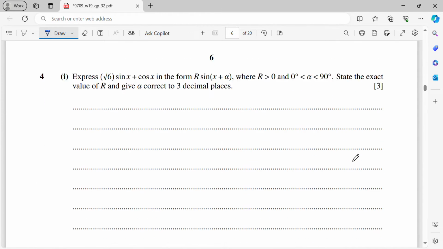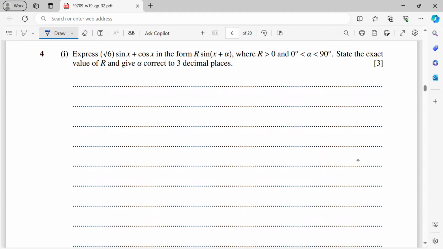Okay, now for question number 4, first part: express square root 6 sin x plus cos x in the form R sin(x + alpha), where R is greater than 0 and alpha is between 0 and 90 degrees. State the exact value of R and give alpha correct to 3 significant figures.